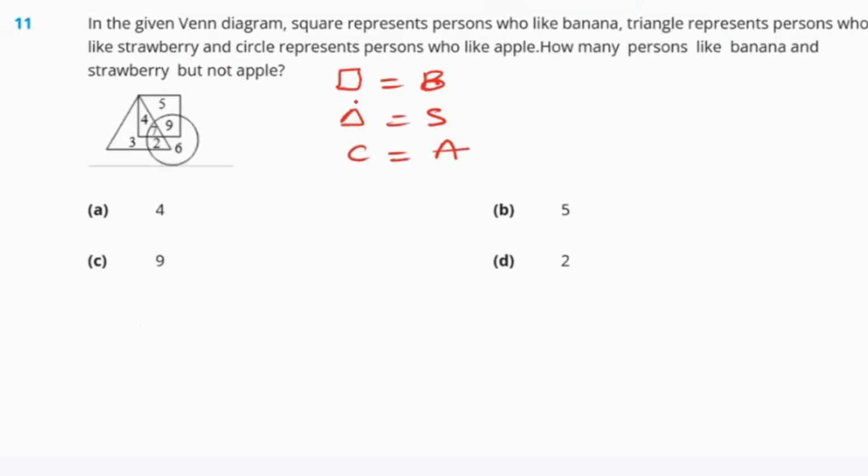If we are talking about only banana, the square one, 5 people like only banana. Only strawberry, the triangle one, only 3 persons like only strawberry. And only circle, which means only apple, 6 people like only apple. But the question is asking how many persons like banana and strawberry. So banana and strawberry means this square and triangle only, and we can see 4. So 4 persons like only banana and strawberry. Option 3.